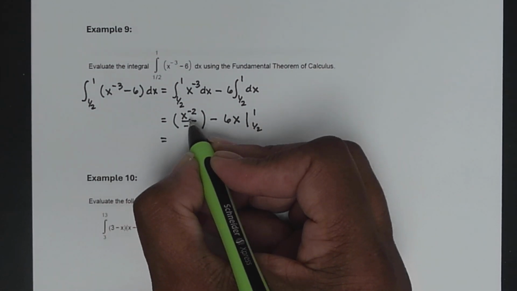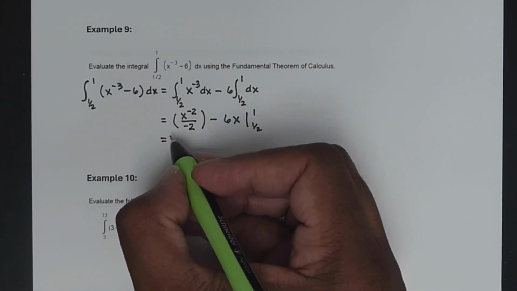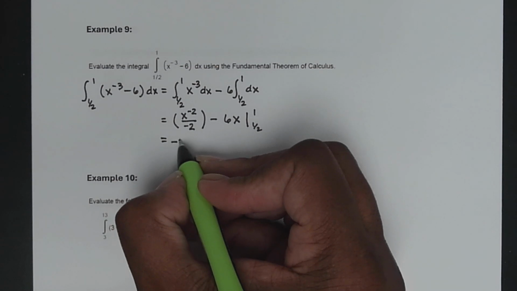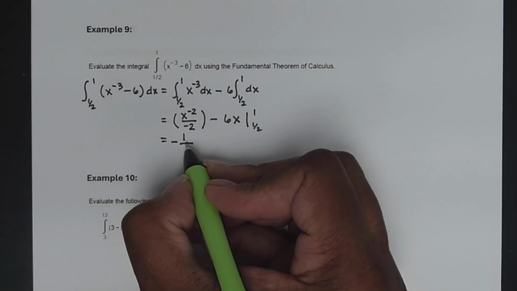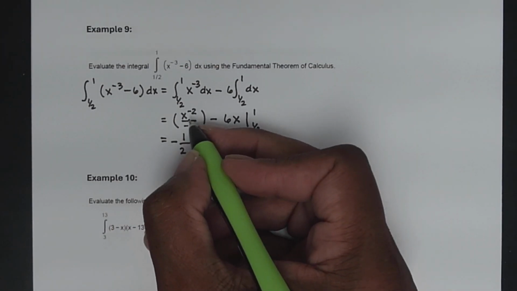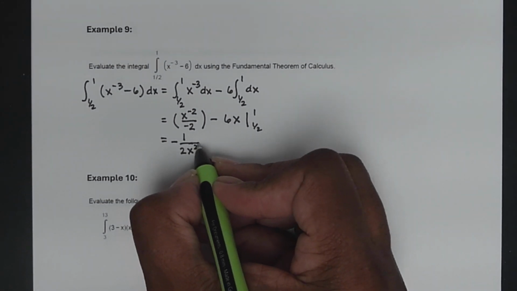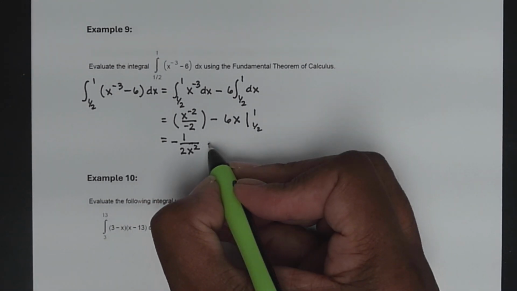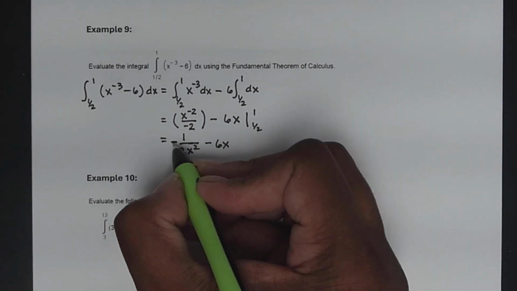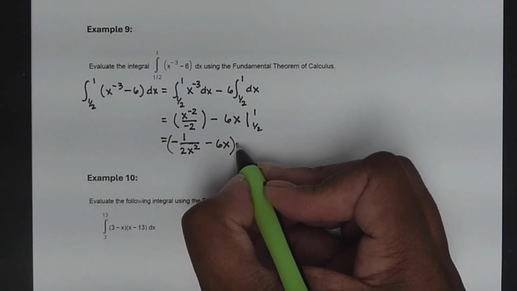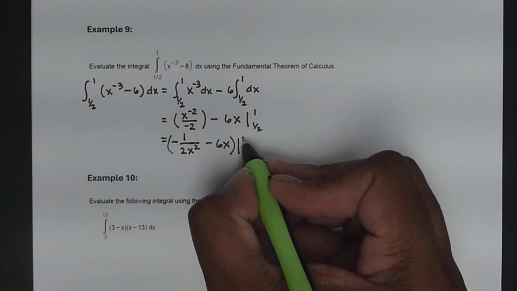And I'm also going to write this using positive exponents. So I'll bring the negative out in front. The 1 will be in the numerator. The 2 remains in the denominator, but x to the negative 2 goes down in that denominator as a positive exponent. So it'll be negative 1 over 2x squared minus 6x. And that's going to be from 1/2 to 1.